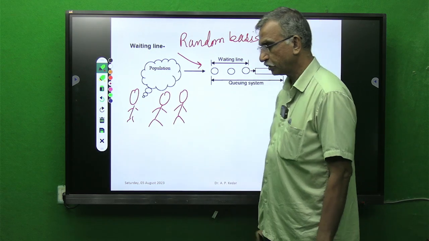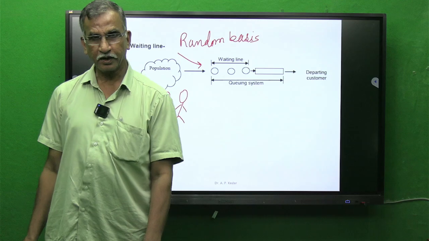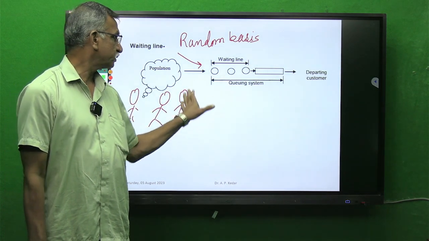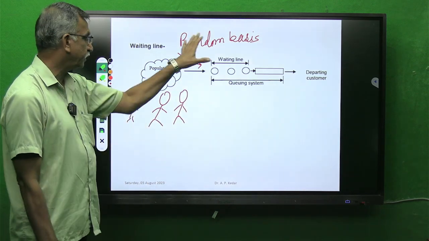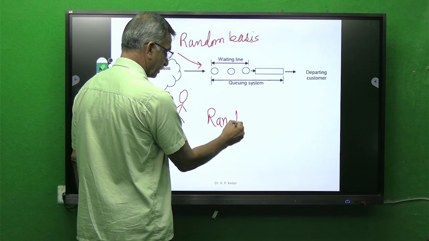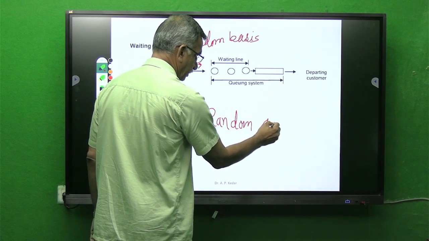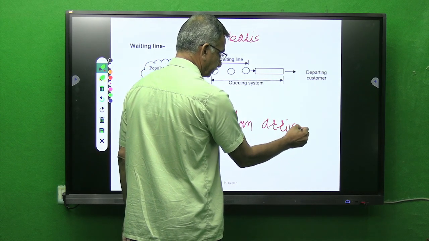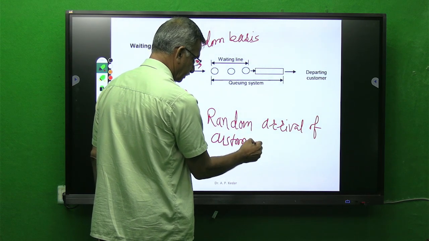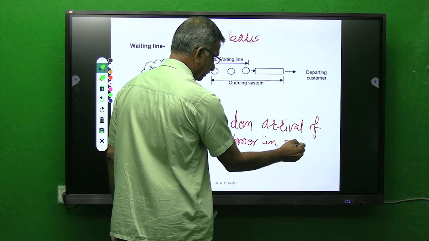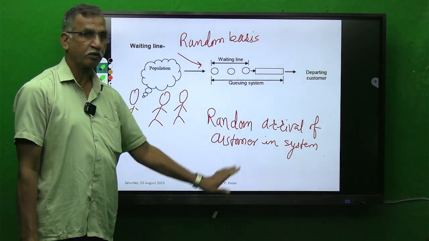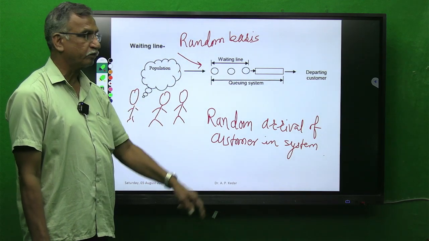Population joins unless and until it is by prior appointment. It is random joining. I will use now the technical term random arrival of customer in system. Random arrival of customer in system. Got it? Random arrival of customer in the system, and then they become part of the system.